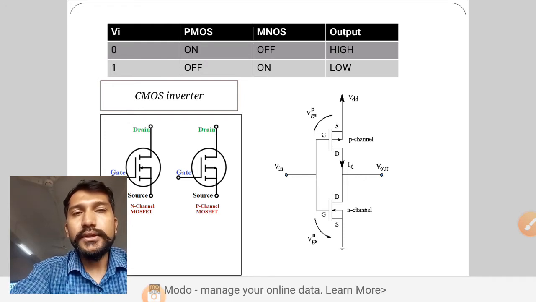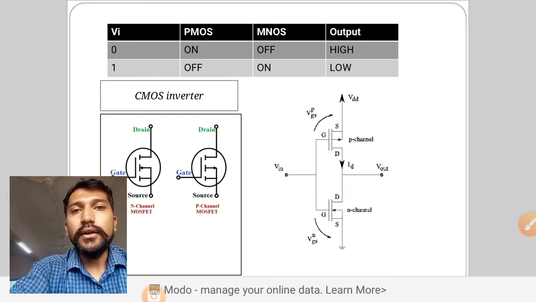So the point for discussion is, what is a CMOS inverter? A CMOS inverter is the combination of a P channel MOSFET and an N channel MOSFET. The name itself suggests inverter. Inverter means what? If you give 1, the output will be 0. If you give 0, it will be 1. So let us understand the operation of the CMOS inverter.